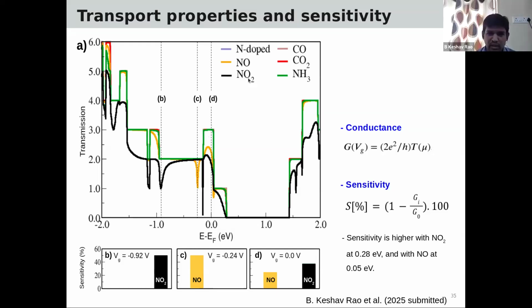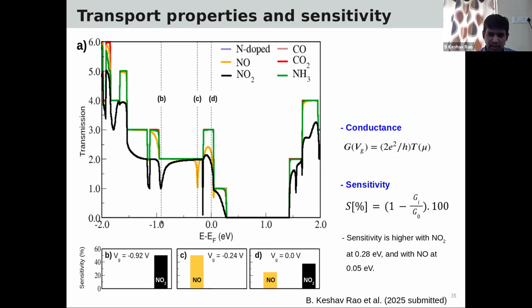But NO2 is producing resistance, so transmission is reduced. Here resistance is higher with the black curve. So sensitivity will be higher with NO2.